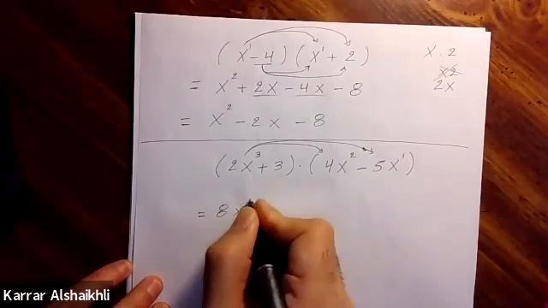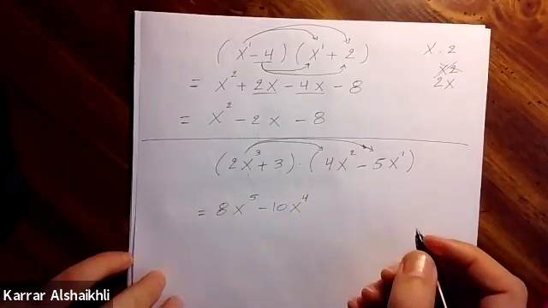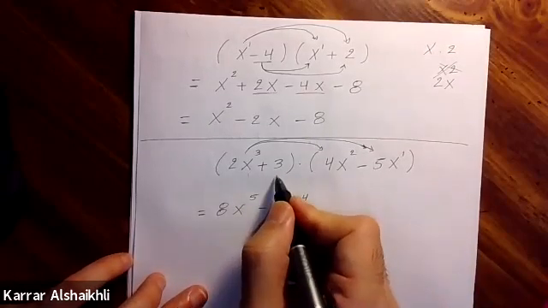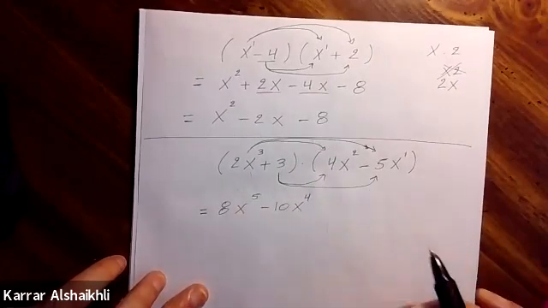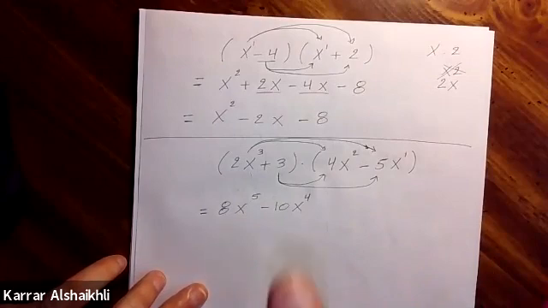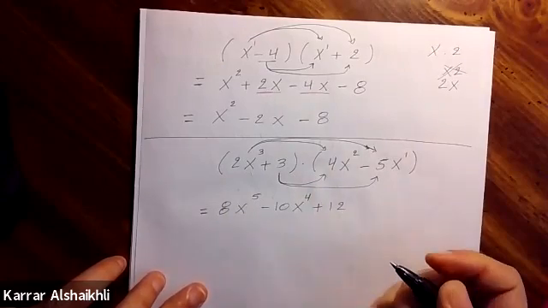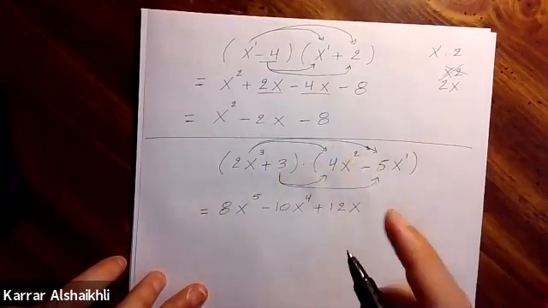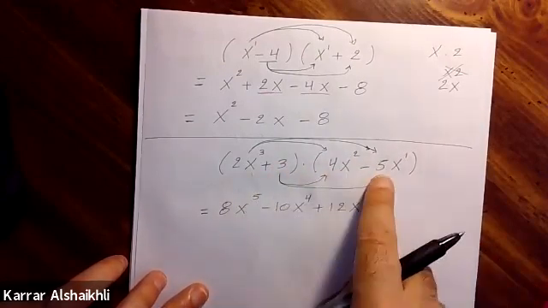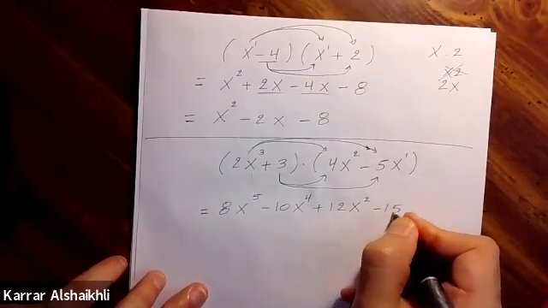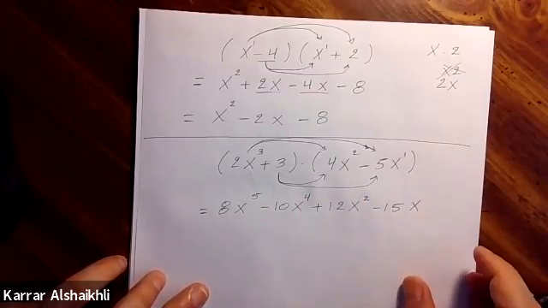8x to the power 5 minus 10x to the power 4. Now we've done it from the first one. Let's multiply the second number, the second one with the first one, the second one with the second one. 3 times 4 is going to be plus 12. And there is no x here, so I'm going to write down the x squared exactly the same. 3 times -5 is going to be -15. There is no x here, so I'm going to write down the x by itself.